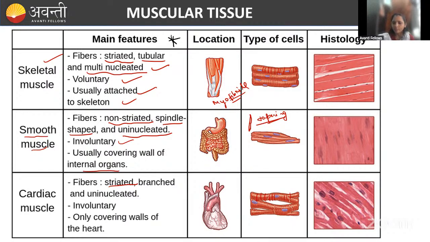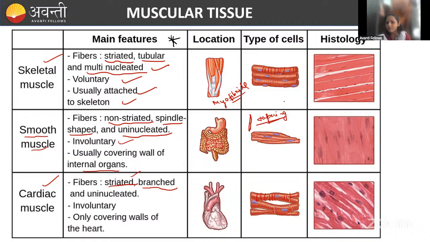And coming to the diagram, you can see this. The cardiac muscles mainly cover the heart. These are striated. I already showed that these are the striations you can see, and these all are branched.